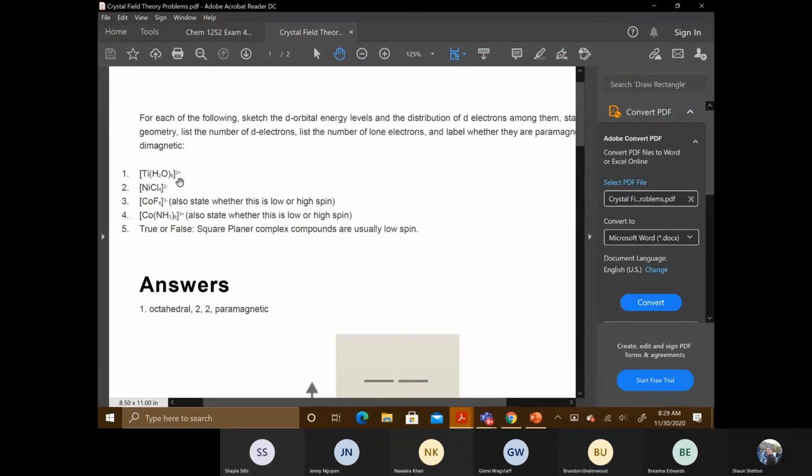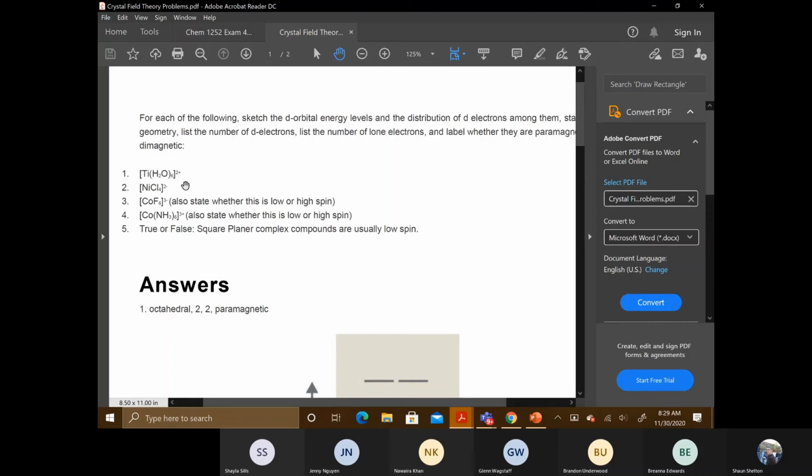So looking at number 1 here, let's just do number 1 together so you can get an idea of how we go about solving for this. So it asks for this number of things here. So we have titanium with 6 waters. The titanium is +2. All right.